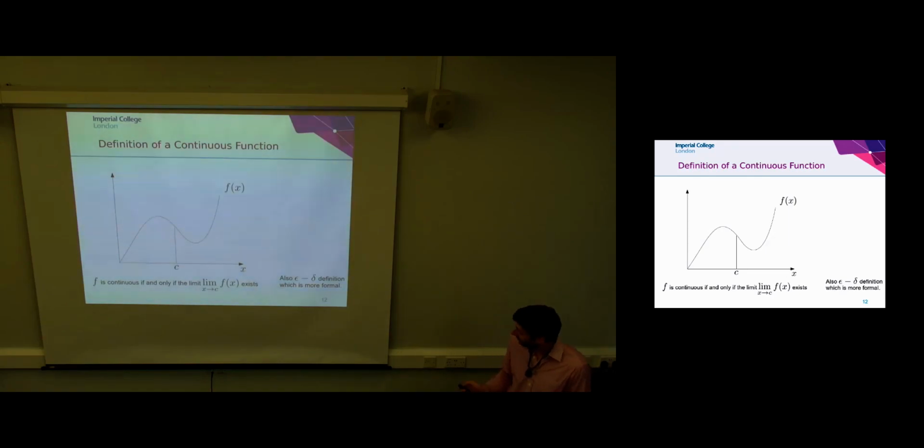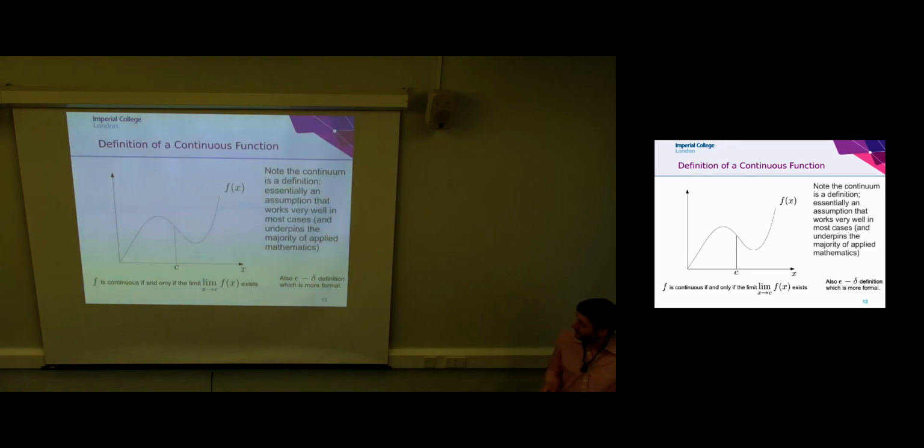There is another definition, the Epsilon-Delta Definition, which makes the statement that the closeness of x is less than delta and the closeness of the function is less than epsilon. I'm not going to cover that, partly because I don't understand that. It's a very mathematical, formal way of working. But if you're interested, it's well worth checking out to understand the underpinning. But for me, this is basically a definition. It's an assumption. And the reason it's such a common assumption is it works very, very well in most cases.